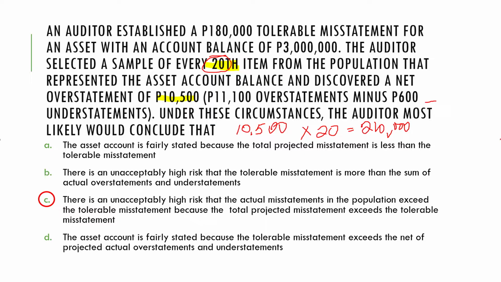So as we are going to compare the projected versus the tolerable, we would see that there is an unacceptably high risk that the actual misstatements may exceed the tolerable misstatement because the total projected already exceeds the tolerable. So there is an unacceptably high risk that had we tested the entire population, we would have seen that the entire population is materially misstated. So that would be Charlie for question number 50.